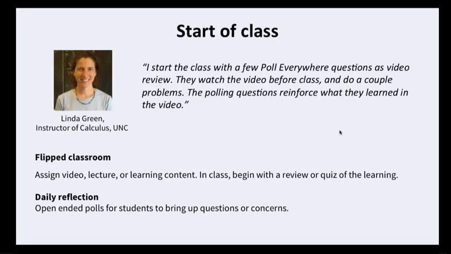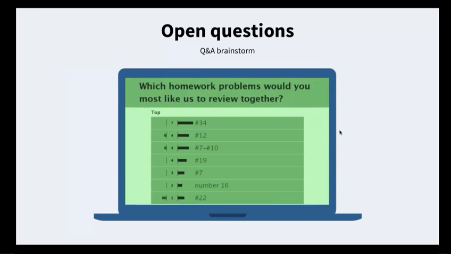Open questions using a Q&A brainstorm poll. Which homework problems would you most like us to review together? So if you assigned a few homework problems, you could find out which ones were the most difficult for your students, again in this prioritized list in the brainstorm poll. And this can be done just in the beginning of class while you're getting set up and students are filtering in. And by the time it's time to start class, you'll have a really clear idea of which homework problems were the most difficult or caused the most contention.